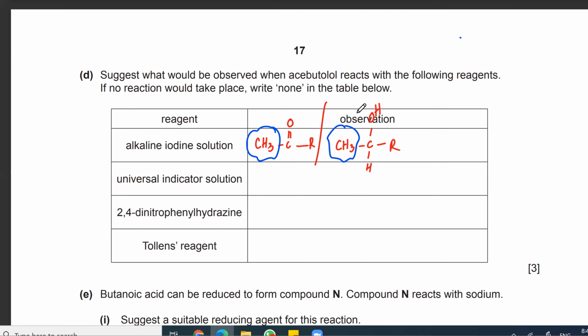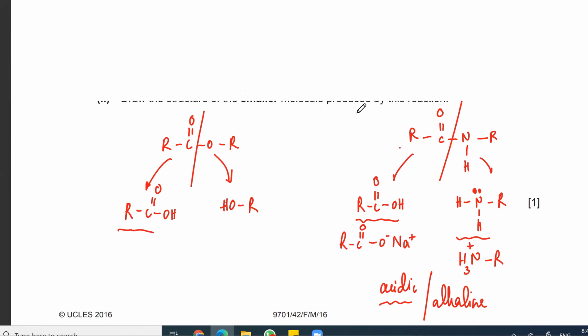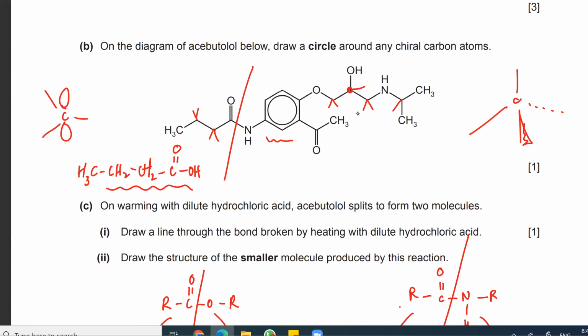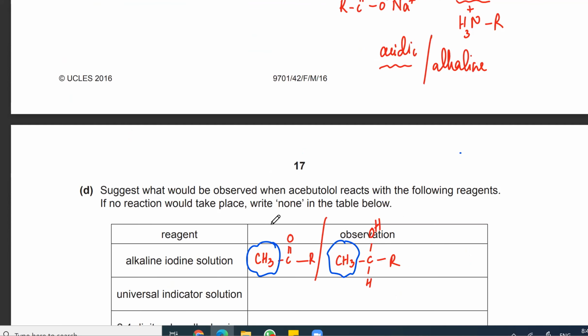Now they're just looking for the observation, so you don't have to write any reactions over here. So does it have CH3 with a C double bond O? It does. So if you do it with alkaline aqueous iodine, the CH3 will break away and it will form CHI3, and that's going to be a yellow precipitate. So that's the observation. The other part turns into a carboxylic acid. So that's the iodoform test.